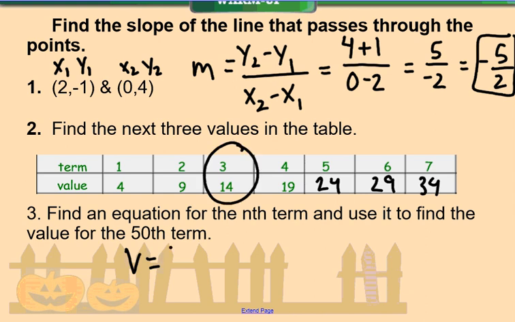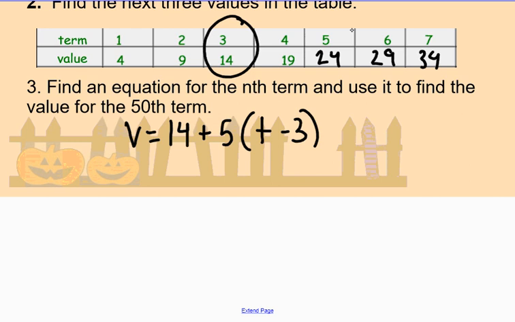The value is 14 to start if I use this point, and then I go up 5 for every term past the third one. Let's check and make sure that this works before we use it for the 50th one. Let's do it for the 5th term. If I put 5th term in there, for term I put 5.